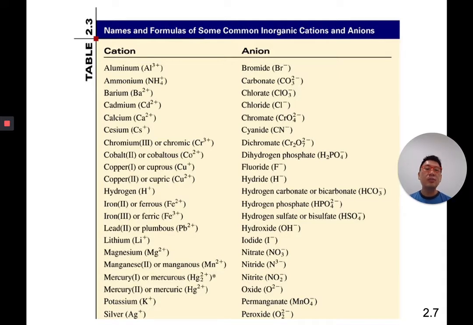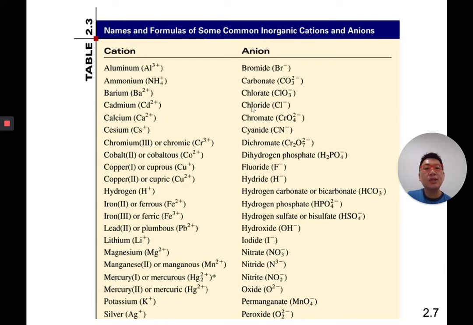Here's Table 2-3 in the notes that has a list of all our different ions. And so you'll see aluminum ion. This is just alphabetical. Cation positive, anion negative. Aluminum 3 plus. Aluminum loses 3 electrons. Barium loses 2 electrons. Cadmium loses 2. Calcium loses 2. Cesium loses 1. That's why +1.